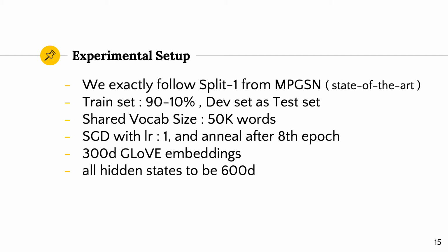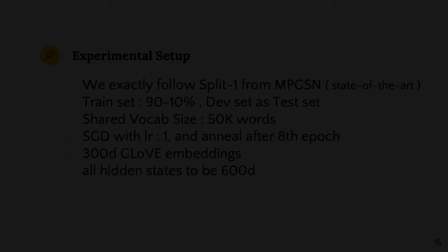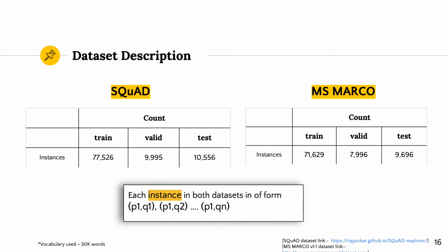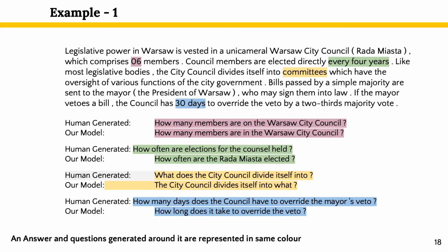And in our experimental setup, we exactly follow the split from MPGSN, the previous paper, which was state of the art, and we use a shared vocabulary of 50,000 words. And for training, we used SGD with a learning rate of 1, and we anneal the learning rate after the eighth epoch till the end. After every second epoch, we halve the learning rate, and we use GloVe embeddings with linear dimension. So these are our dataset statistics. We utilize the SQuAD and MS MARCO datasets, and so these are some of the questions generated by our model.